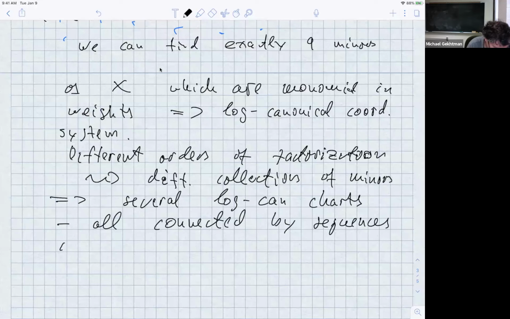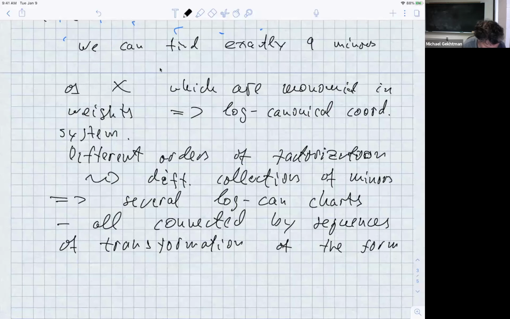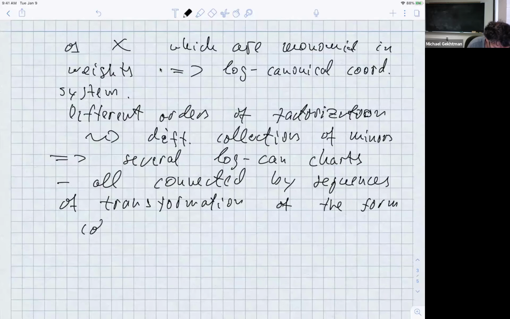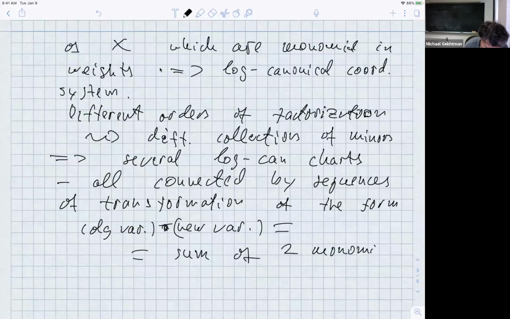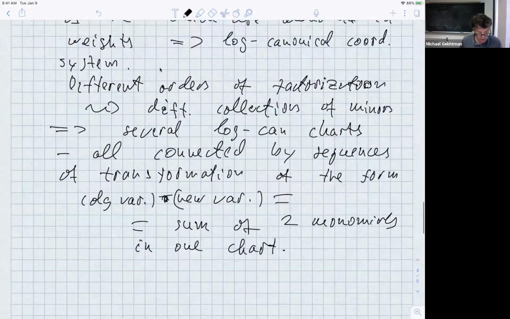sequences of transformations of the form, let me put it this way, old variable times new variable equals sum of two monomials in one chart. And this is how a general cluster transformation looks like. Okay.